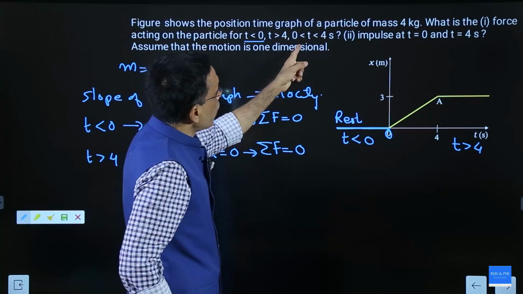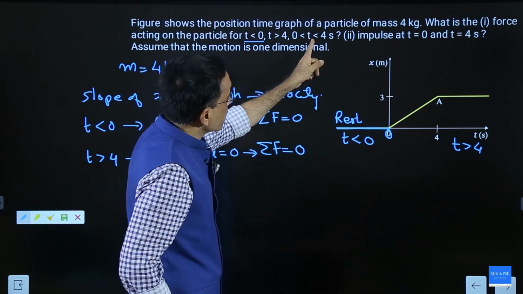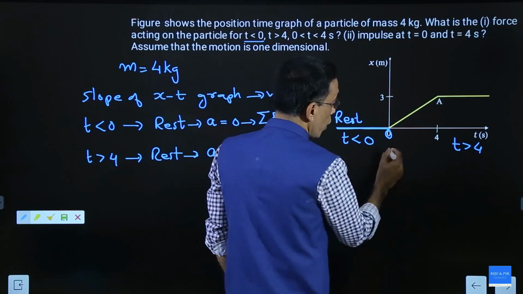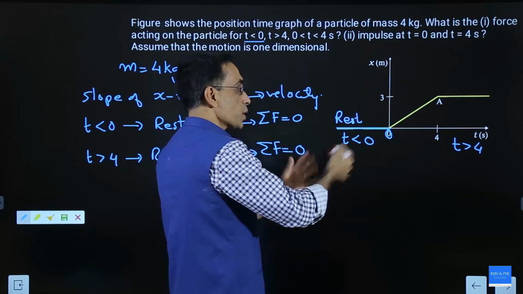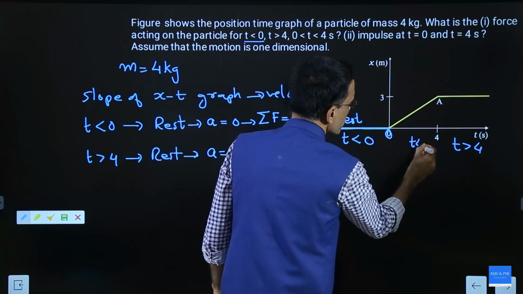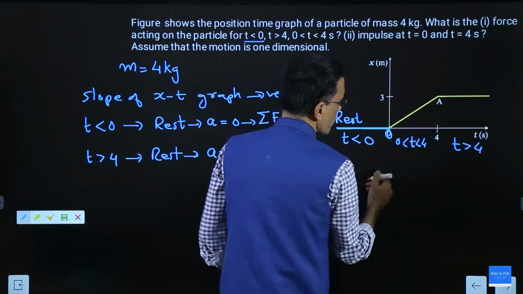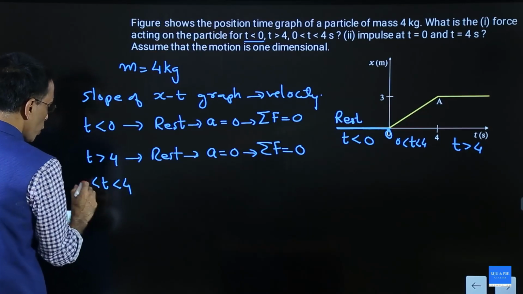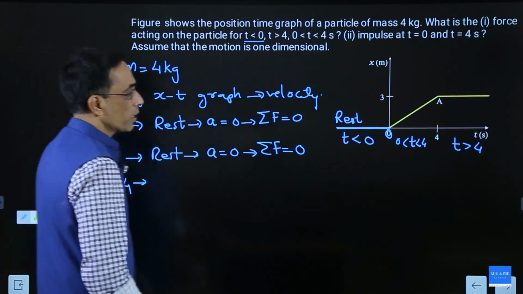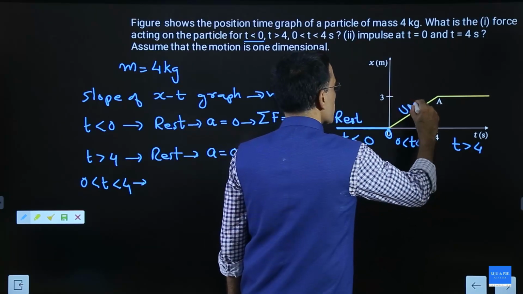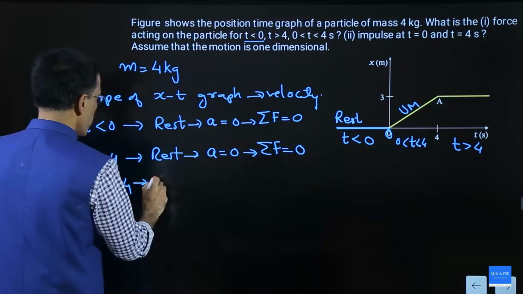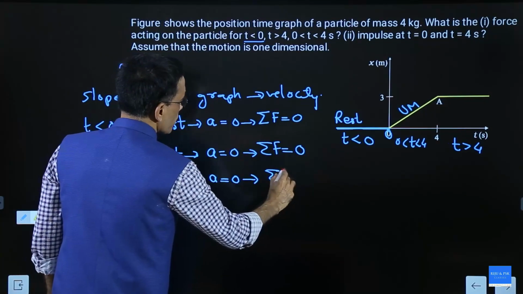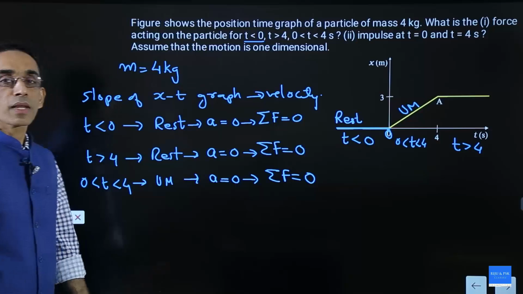Now t less than 4 but greater than 0, that means t must be between 0 and 4, not 0 and not 4, in between. What is the body doing? This represents uniform motion. There is a constant velocity. So the body is in uniform motion, which says that acceleration equal to 0, which says that sigma F equal to 0. Fine.